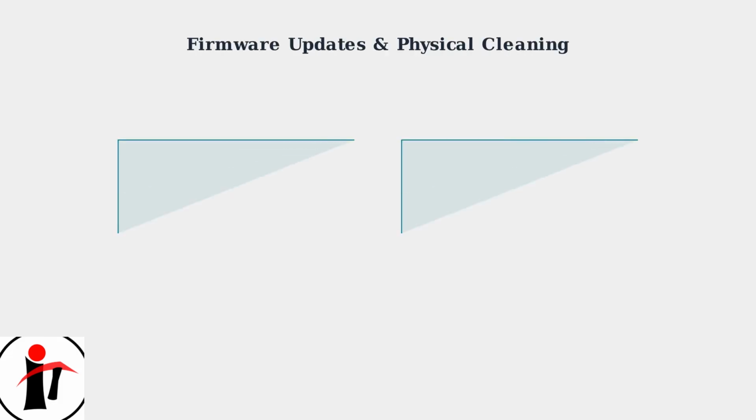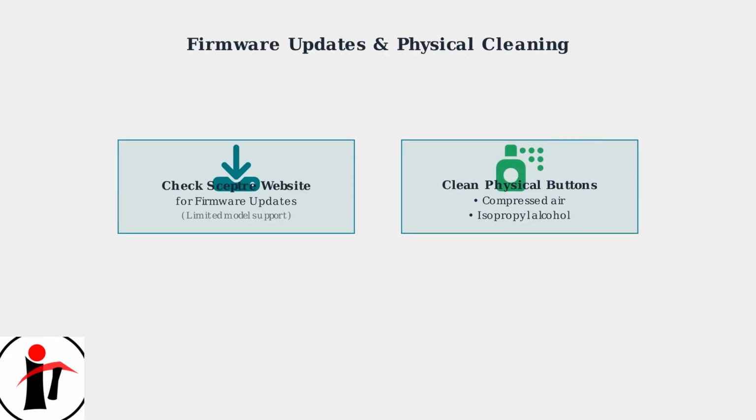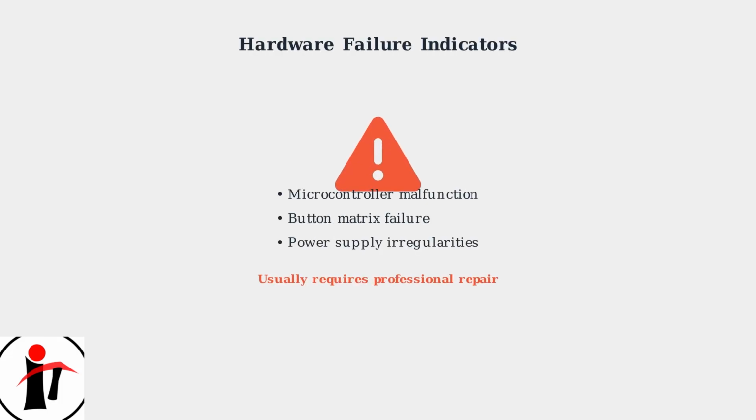Check Sceptre's website for firmware updates, though many models don't support user updates. For physical issues, clean buttons with compressed air and isopropyl alcohol. Persistent problems often indicate hardware failures, like microcontroller or button matrix issues, which typically require professional repair or replacement.